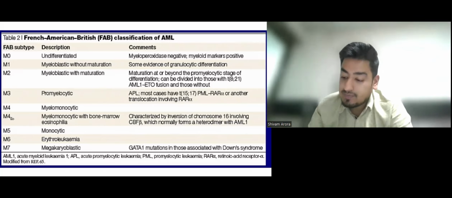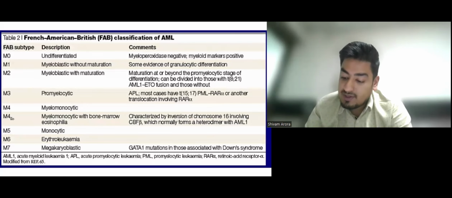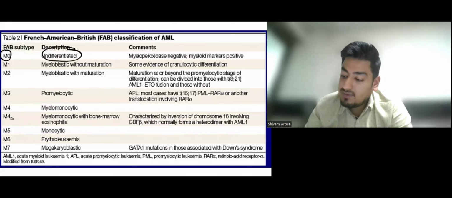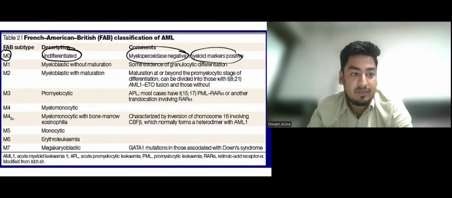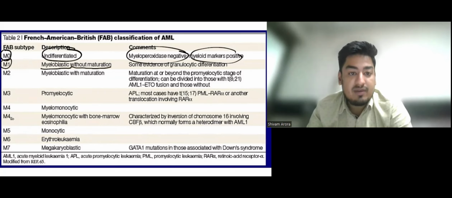Okay. So first of all, we have this FAB classification of AML in which we have M0. So M0 means undifferentiated cells. Okay. And these will be myeloperoxidase negative and myeloid markers will be positive here. Then we have M1 that is myeloblast without maturation. Okay. So there will be some evidence of granulocytic differentiation here.